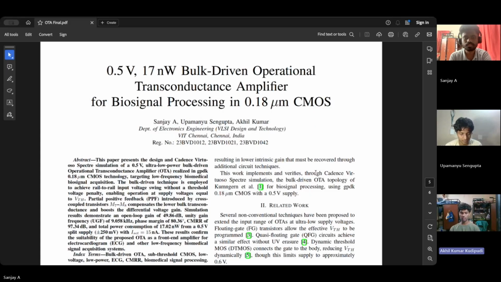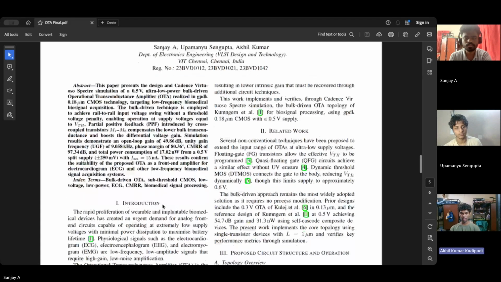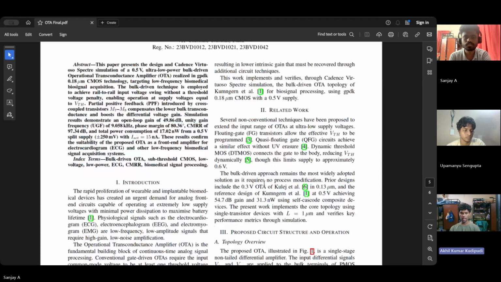Let's start from the very beginning. An operational transconductance amplifier, or OTA, is one of the most fundamental building blocks in analog circuit design. Unlike a voltage amplifier, an OTA converts a differential input voltage into an output current. That output current is given by I out equals GM into V differential, where GM is the transconductance. OTAs are the backbone of continuous time analog signal processing. You'll find them in active filters, oscillators, data converters, and most importantly for us today, biomedical front-end amplifiers.